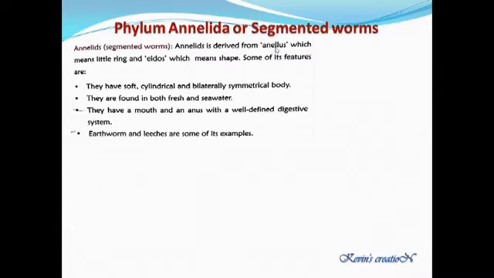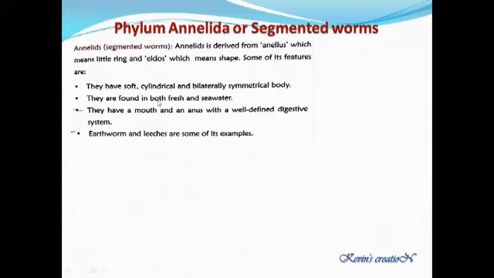Next is Annelida, segmented worms. This is derived from annulus, which means little ring, and idios, which means shape. So their shape is of rings. So if you keep few rings together, the shape which you get, that is segmented shape. They have soft body, cylindrical and bilaterally symmetrical body. Bilaterally means divisible into symmetrical halves. That means if you divide them into two halves, both the halves will be same.